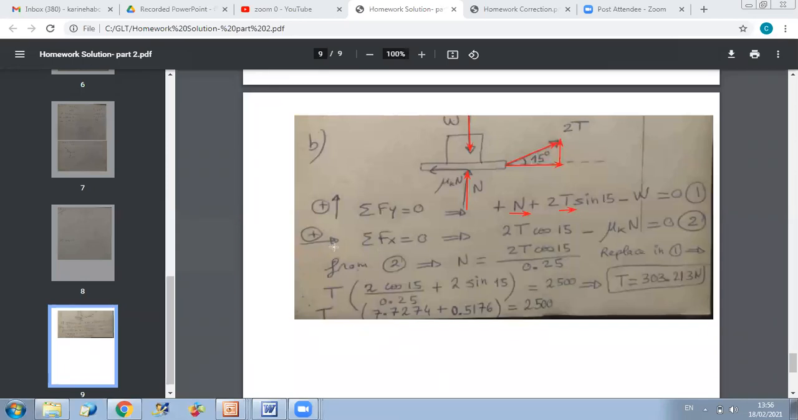And then we write sum of X equals 0. Along X direction, we have the projection of T, so 2T cosine 15. And we have the opposing friction, minus mu k N, equals 0. So we end up with a system of two equations with two unknowns.